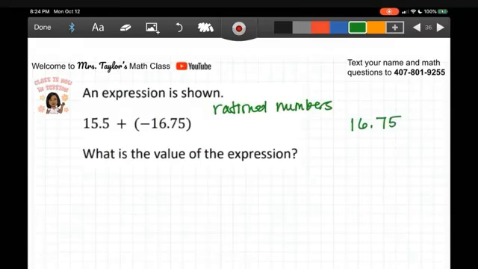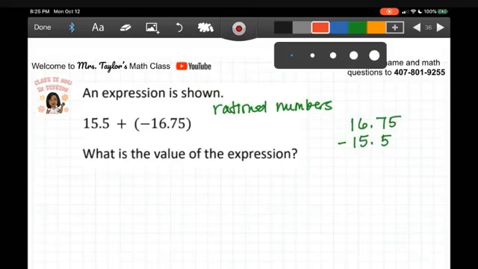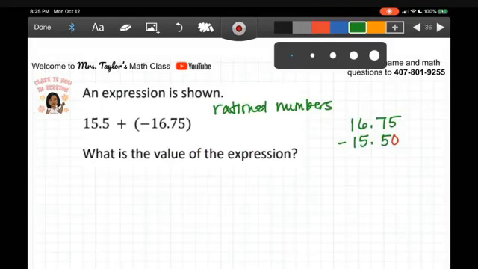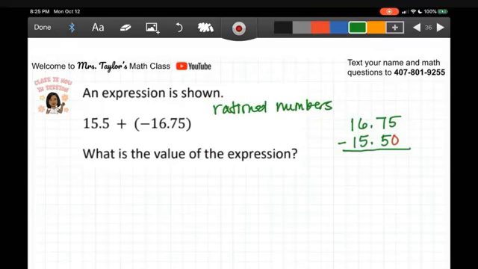So 16.75 minus 15.5. Even though it doesn't have a 0 here, I'm going to put a 0 here, just so you know that it needs to be there when you're subtracting. So 5 minus 0 is 5. This is the decimal, and you have your 1.